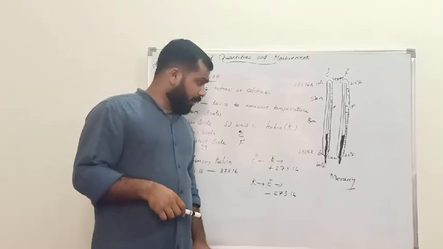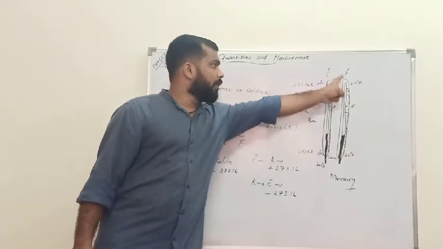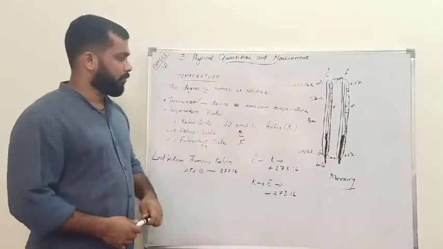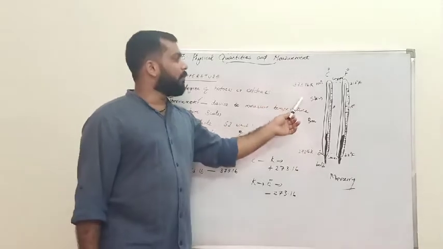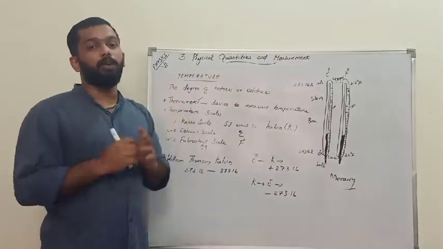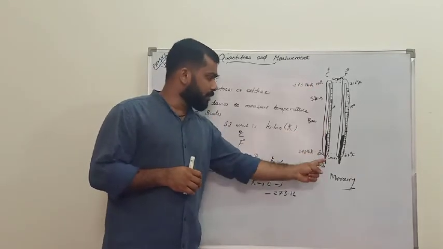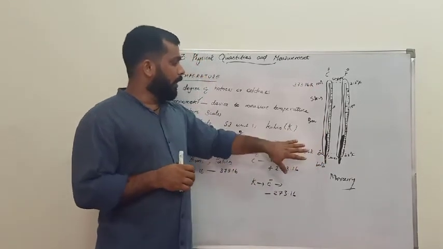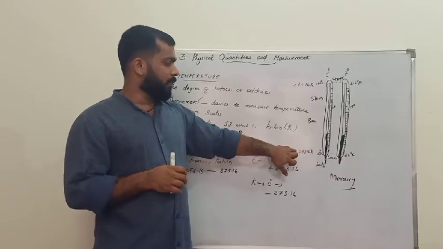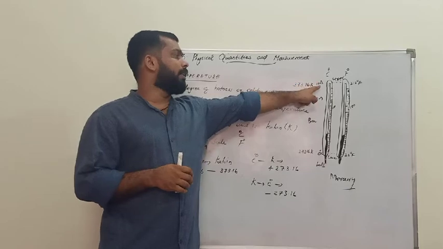Now, here we are going to compare degree Celsius, degree Fahrenheit and Kelvin. Both Kelvin and degree Celsius thermometers have 100 equal divisions. In degree Celsius, 0 is taken as the lower point. In Kelvin, it is taken as 273.16 Kelvin. And the upper point will be 100 degrees Celsius.